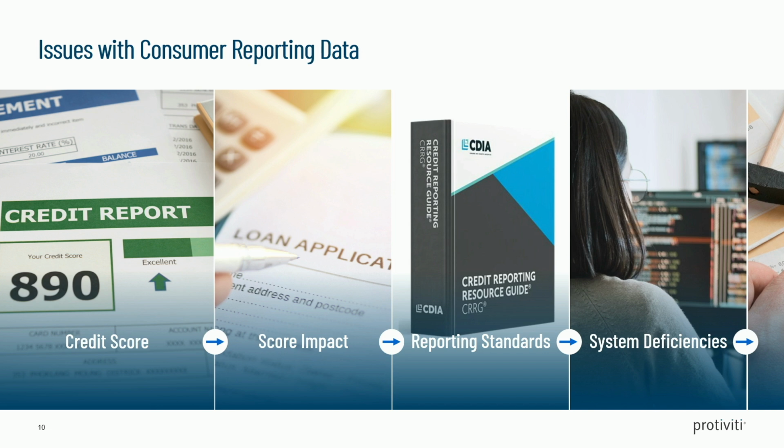But there are more things in your life that are impacted by this. You might not get an apartment that you want to rent because they look at that. You might not even get a job that you applied for because they looked at this, right? It could mean a lot of things. And if that is incorrect, then you could go to the dealership, get this new car, and pay more interest. The way this is reported is based on a standard, the Credit Report Resource Guide issued by the CDIA.